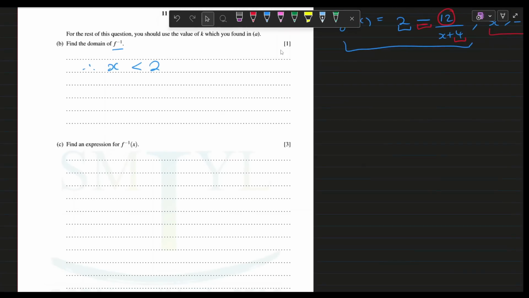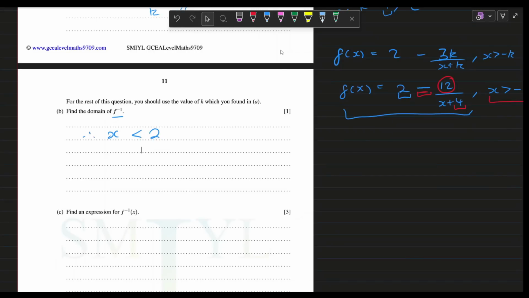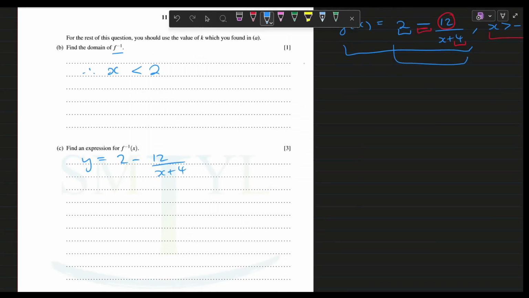Part C says find an expression for f inverse of x. Okay, so to get the inverse function, I'm just going to write our original function y equals f of x. That's going to be y is equal to 2 minus 12 over x plus 4. To get the inverse function, we are going to have to make this x the subject of the formula. Okay, so I'm going to move our negative 12 over x plus 4 to the other side. So that is 12 over x plus 4 is equal to our 2 here. And then the y is coming this side, so it's minus y.